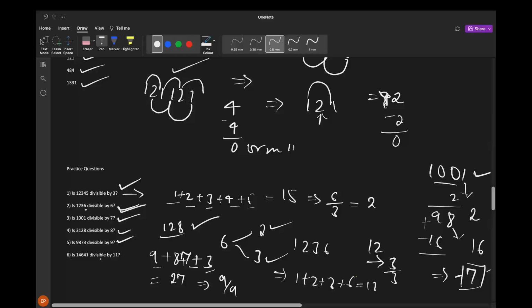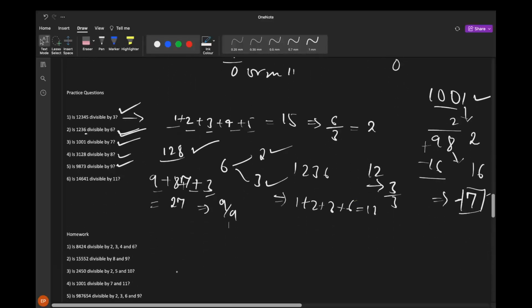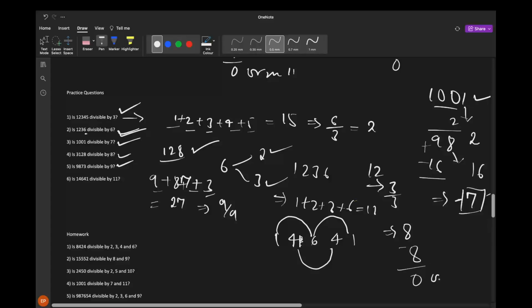What about 11? 1, 4, 6, 4, 1. 1 plus 6, 7. 7 plus 1, 8. We have to check the sum of alternate numbers and take the difference. 4 plus 4, 8. 8 minus 8, 0. So 0 or a multiple of 11 means it is divisible by 11.